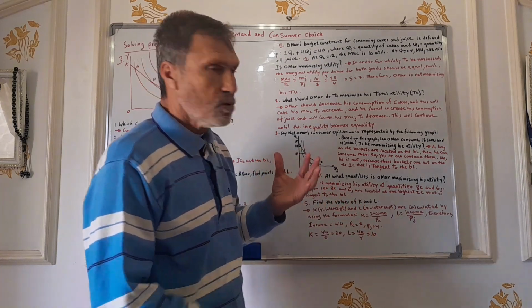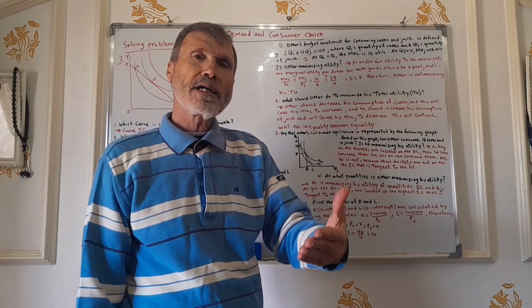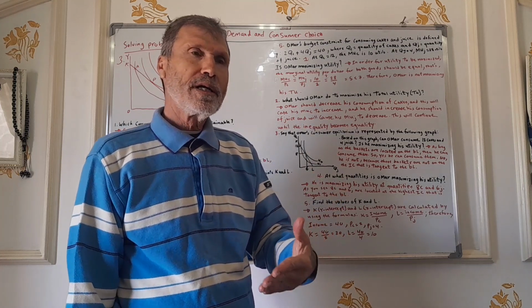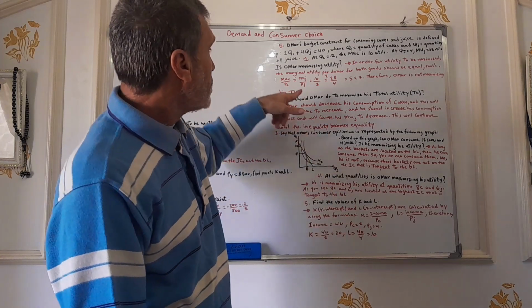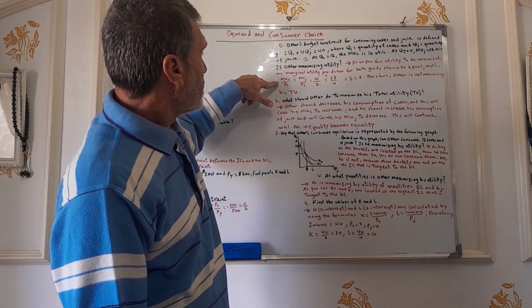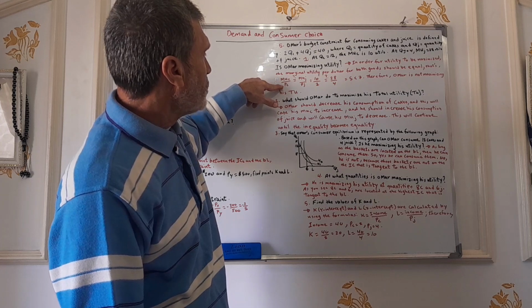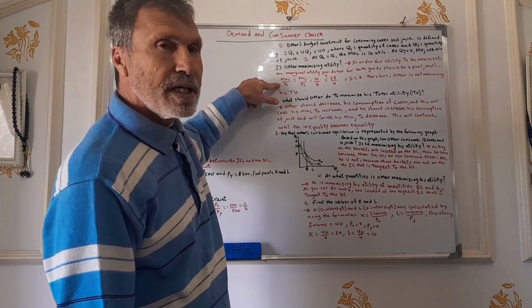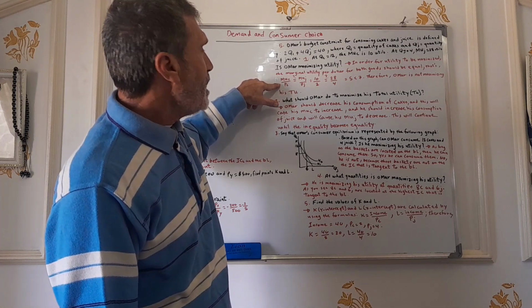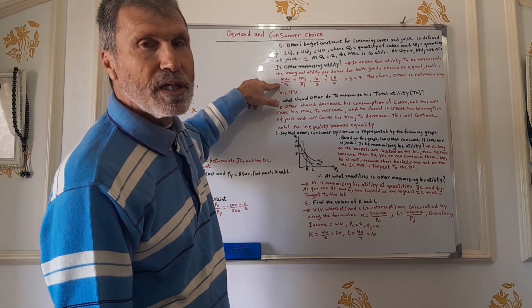So what should he do in order to go back to equilibrium, or maximize his total utility? Since marginal utility of C over price of C is less than marginal utility of juice over price of juice, he should decrease the consumption of cakes.